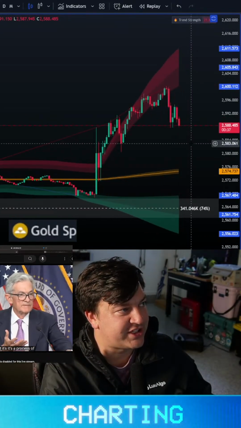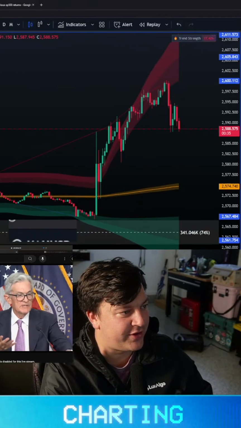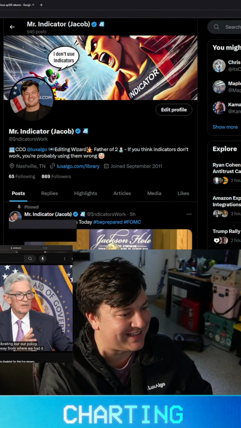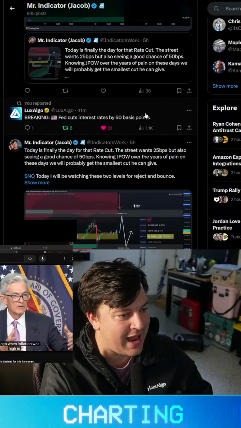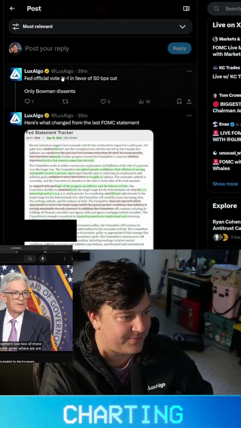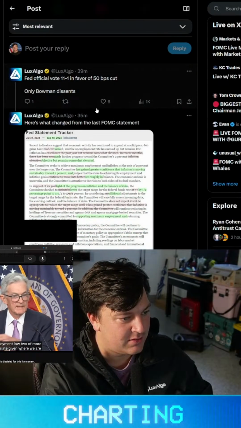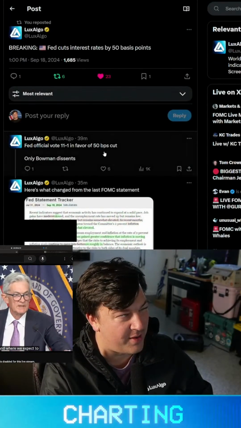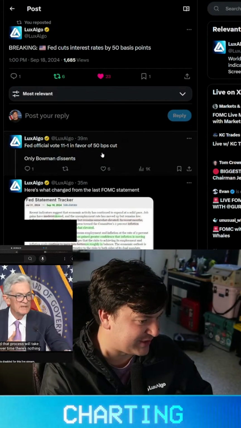We're watching the process of Jerome Powell recalibrating our policy stance away from where we were a year ago, when inflation was high and unemployment low, to a place that's more appropriate given where we are now and where we expect to be. And that process will take place over time. There's nothing in the projections that suggests the committee is in a rush to get this done.